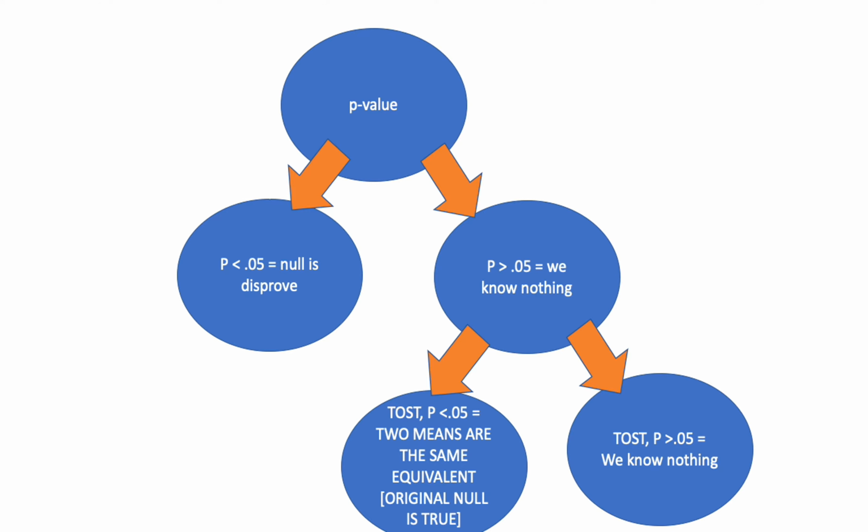If our TOST test also has a p-value greater than 0.05, what we can say is that we really don't know anything, but we can infer that there's quite a bit of error in our study. We either need more participants, because we don't have enough power. We need better methods, better instructions, maybe stronger manipulations, all the stuff we talked about at the beginning of the semester. But ultimately, let's dive into this TOST test, okay?